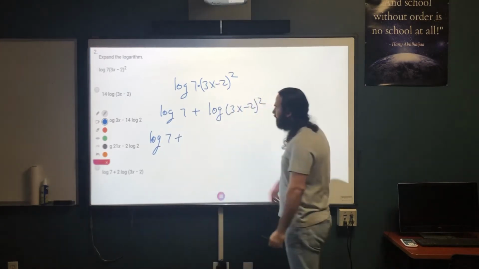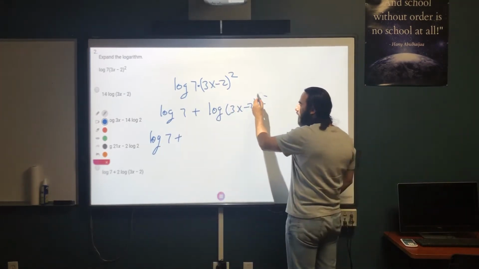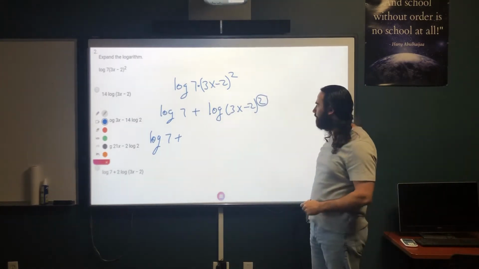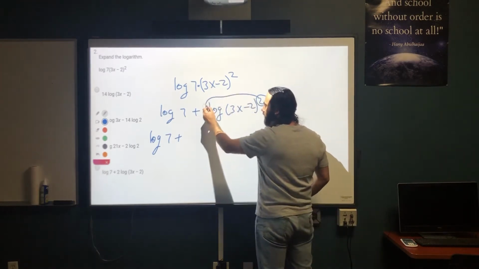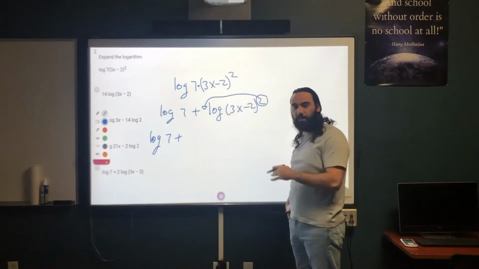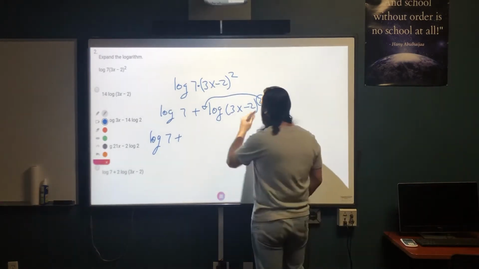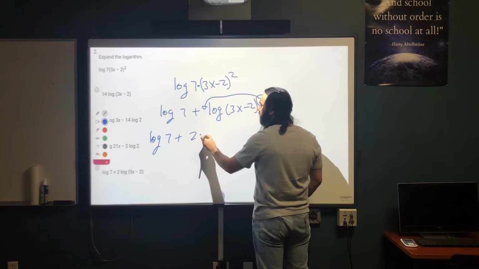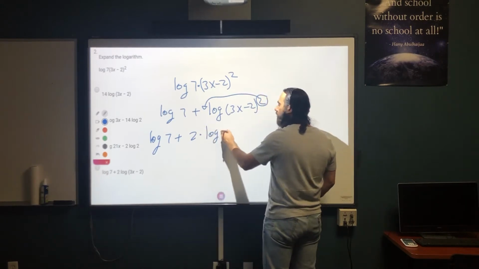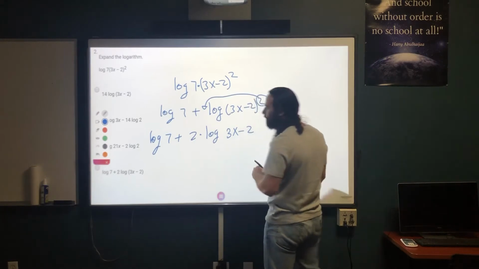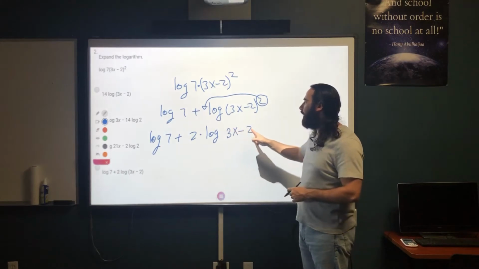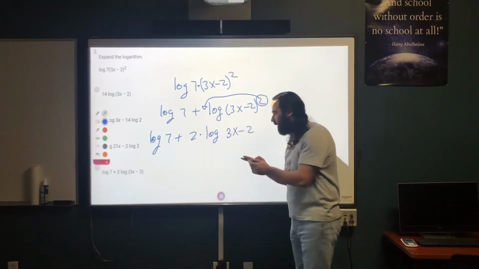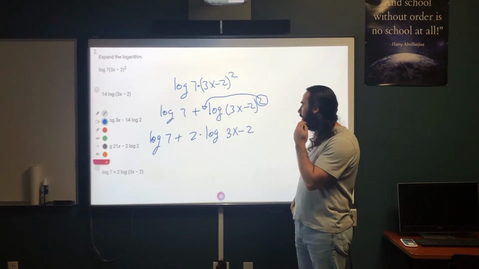It's simplified. Now with this one, when we have the power squared, of course the whole expression must be squared. We just take the 2 and we drag it down before the log. And it's going to keep the same value, so it's not going to change the value. So it's going to be 2 times log 3x minus 2. Now this question, that's it.